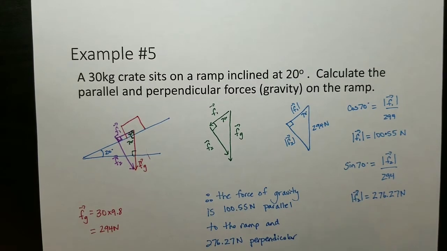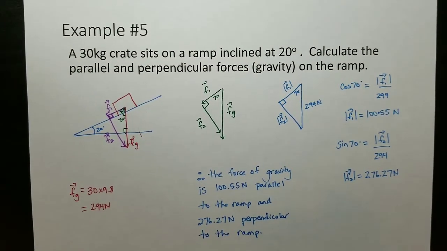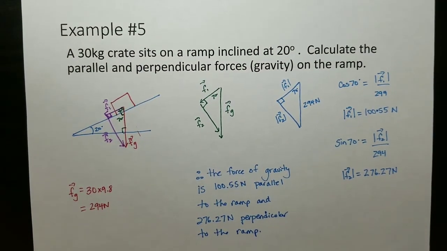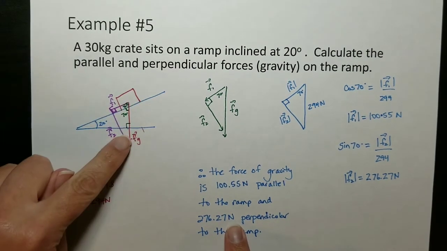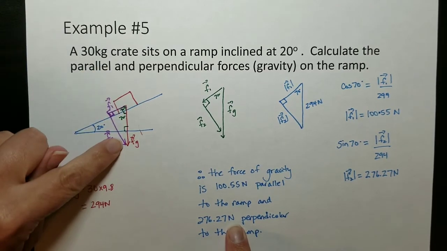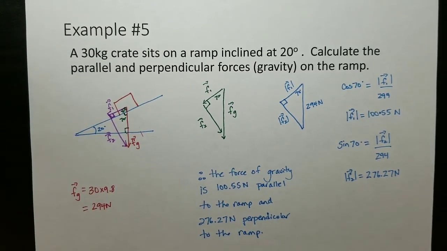So if this object was not moving, then we would know that there would have to be equal but opposite direction forces, those equilibrium forces that might be a force of friction, most likely going up the ramp, and a normal force that would counteract that F2 being applied because of the contact between the crate and the ramp. And that is it for Unit 2, Day 1.